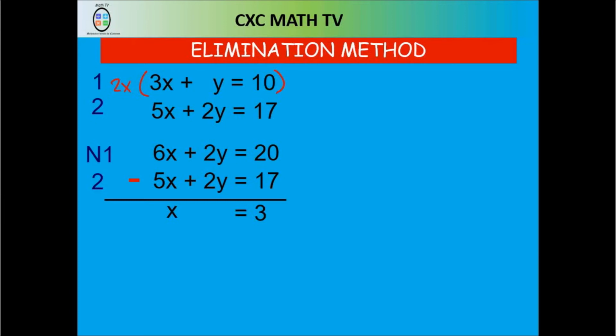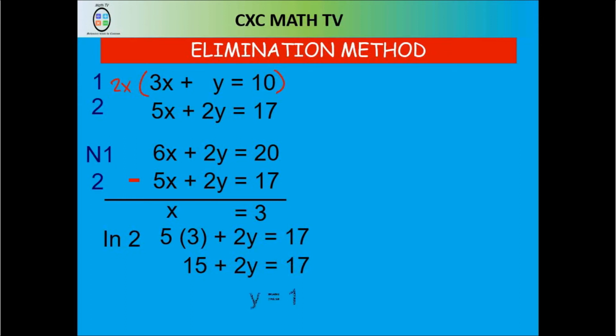Now we can substitute x equal to 3 in either the first or the second equation. This time I'll put it in equation 2 because I don't want you to say I'm always substituting back into equation 1. So doing it in equation 2, 5 times 3 plus 2 times y equals 17, but 5 threes is 15. So 15 plus 2y equals 17. We can bring the 15 to the other side to say 2y equals 17 minus 15.